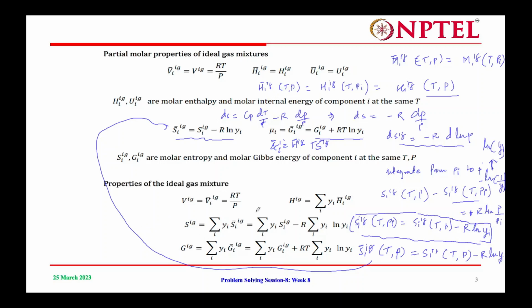So here, write down in summation terms from the summability equations. H is equal to summation of yi times partial molar H_i. Similarly for the entropy S and for the Gibbs free energy.